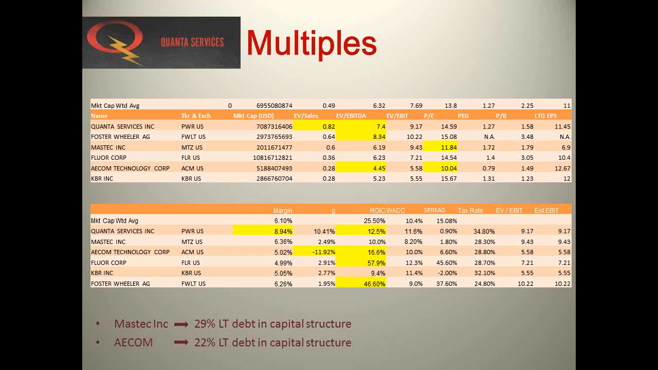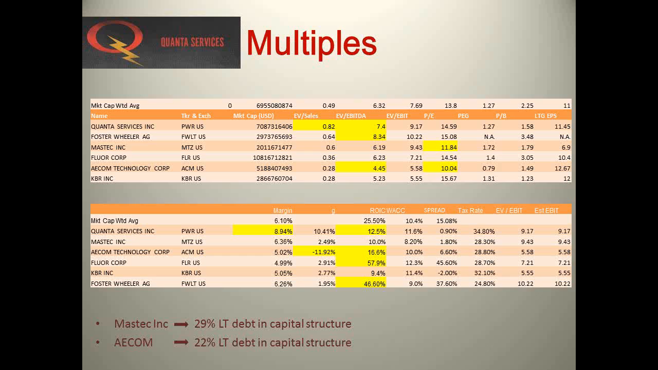Also jumping off the page, Foster Wheeler trading at an EV/EBITDA of 8.34, well above the market average of 6.32. This is probably driven by its ROIC of 46.6. I will get to that high ROIC in a second.